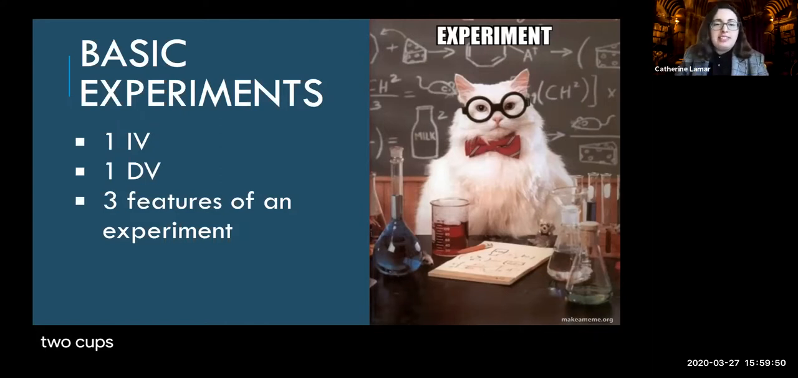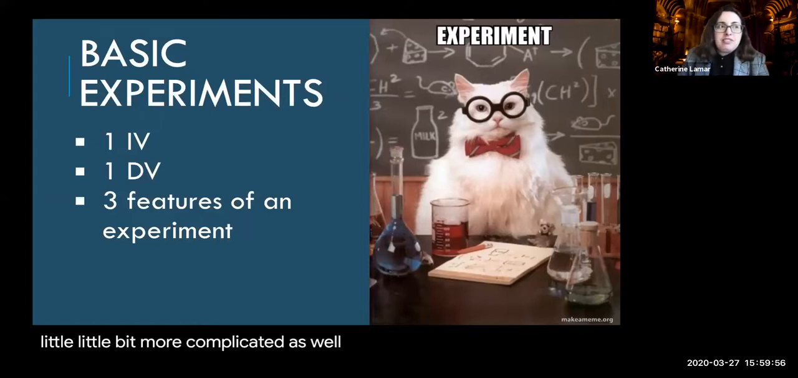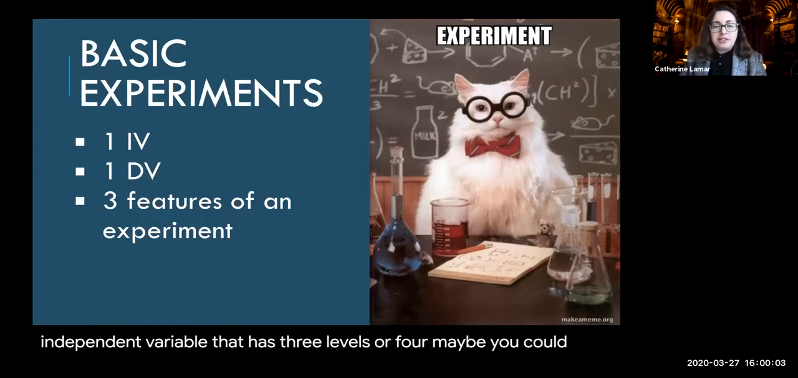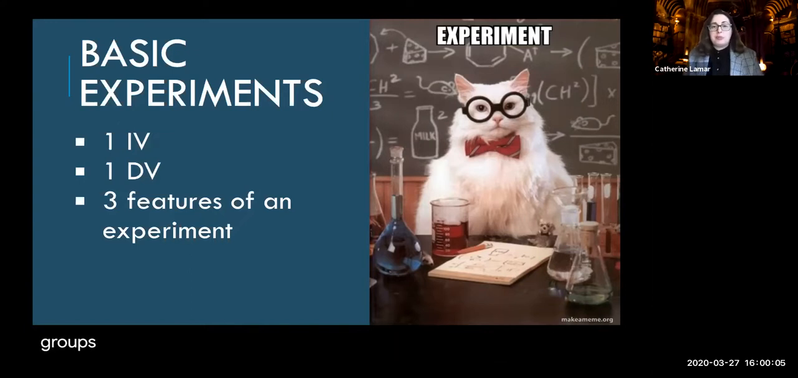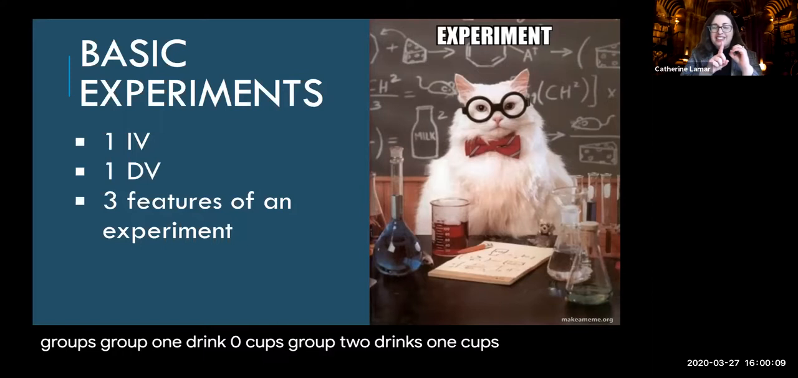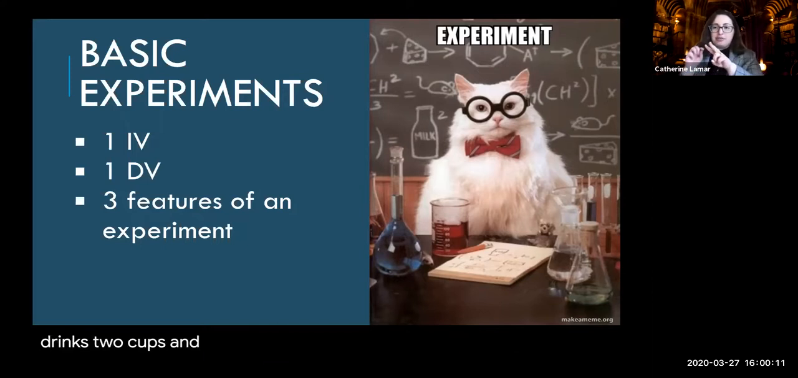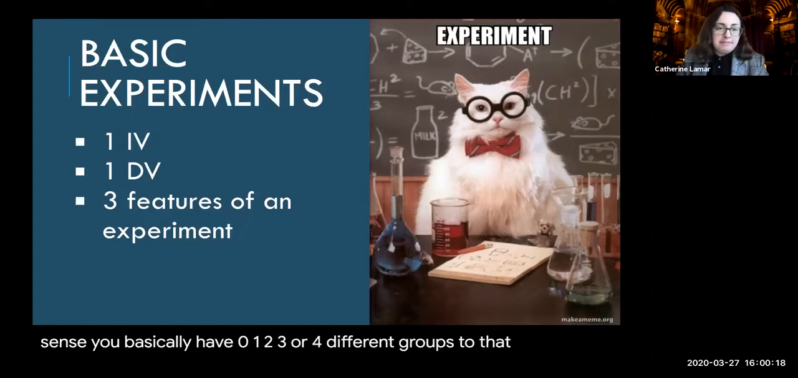Now keep in mind that technically basic experiments can get a little bit more complicated as well. For instance, you could have an independent variable that has 3 levels or 4. Maybe you could take coffee consumption and have 4 different groups. Group 1 drinks 0 cups, group 2 drinks 1 cup, group 3 drinks 2 cups, and then group 4 drinks 3 cups. Does that make sense? You basically have 2, 3, or 4 different groups to that design.